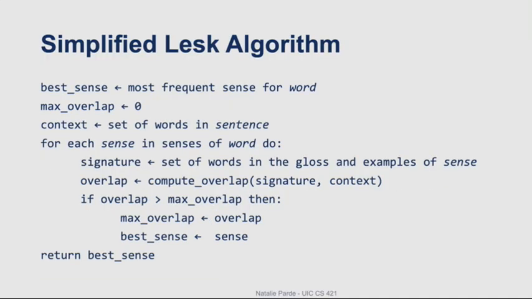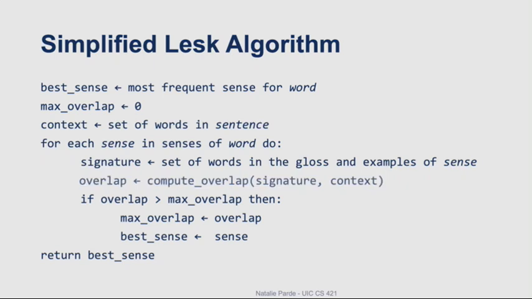The formal algorithm for the simplest version of the Lesk algorithm is shown here. We first initialize the best sense to the most frequent sense for the given target word, the maximum overlap to 0, and the context to the set of all words in the sentence surrounding the target word. We then loop through each sense associated with the target word. Within the loop, we set the signature variable to the set of words in the gloss and in the example sentence or sentences corresponding to that sense.